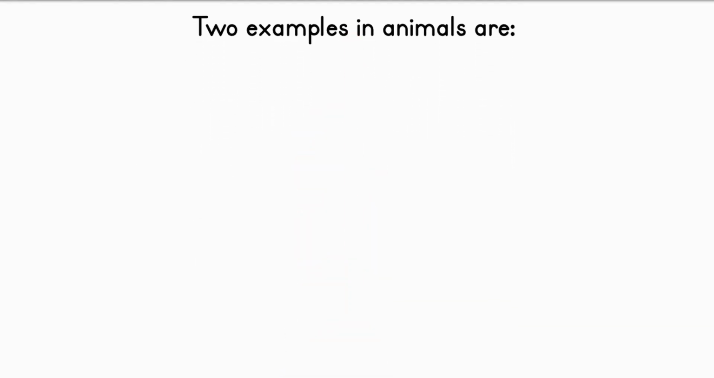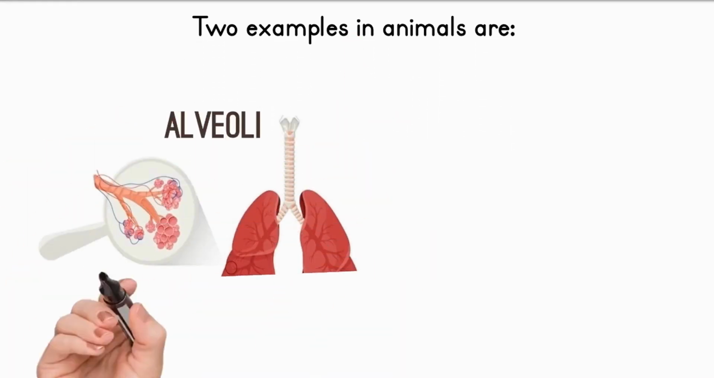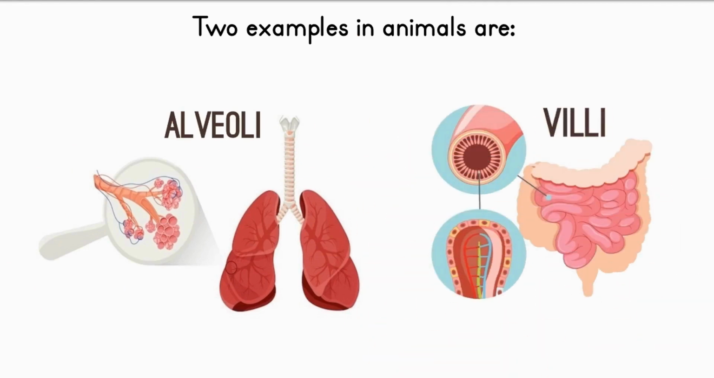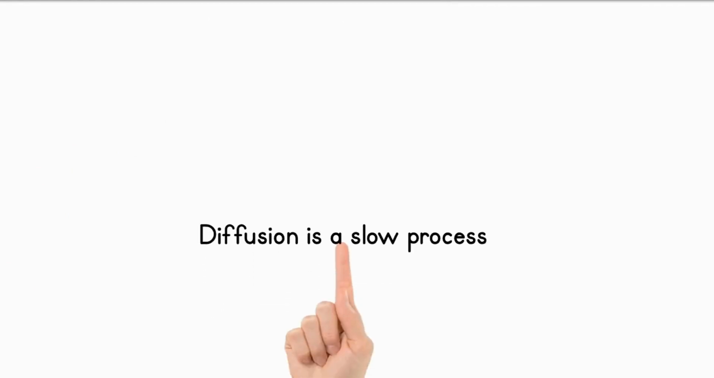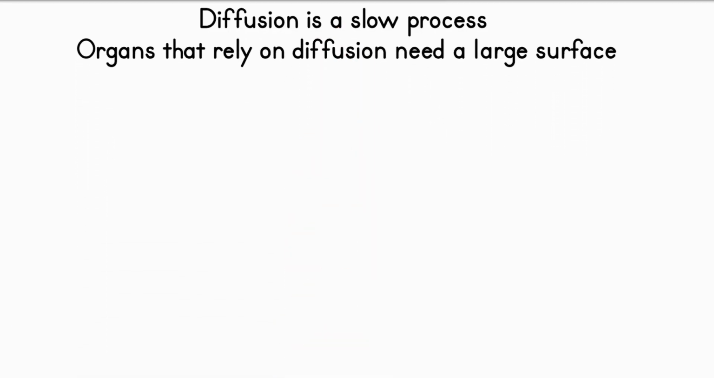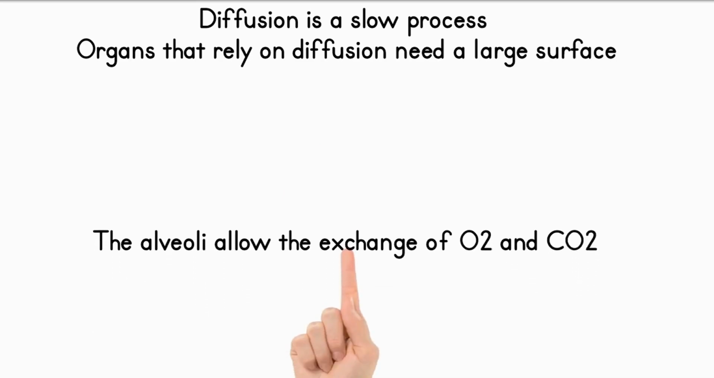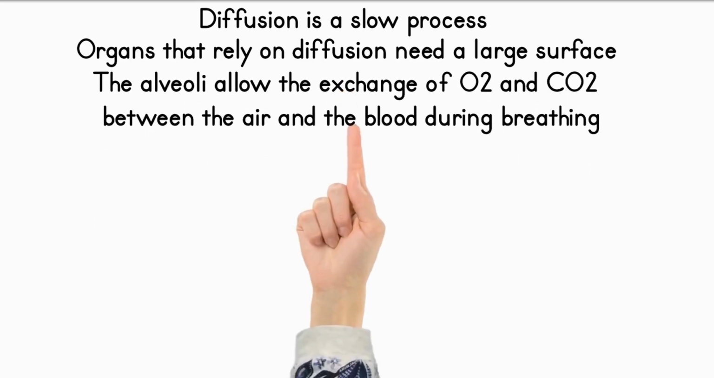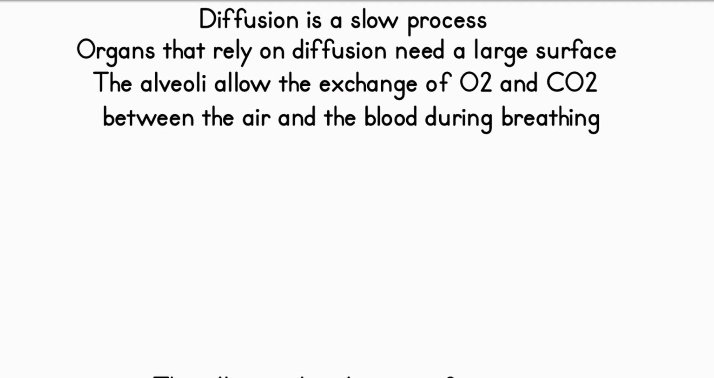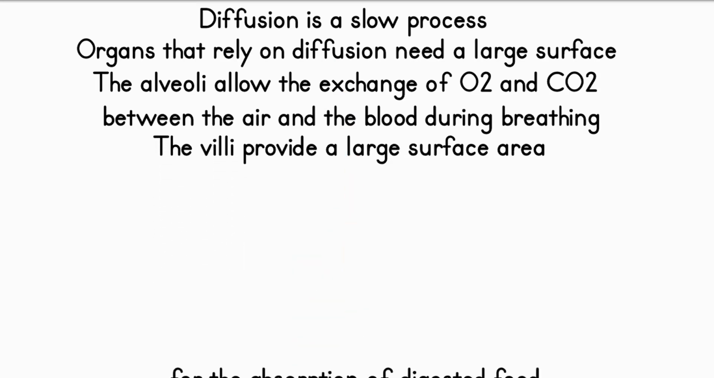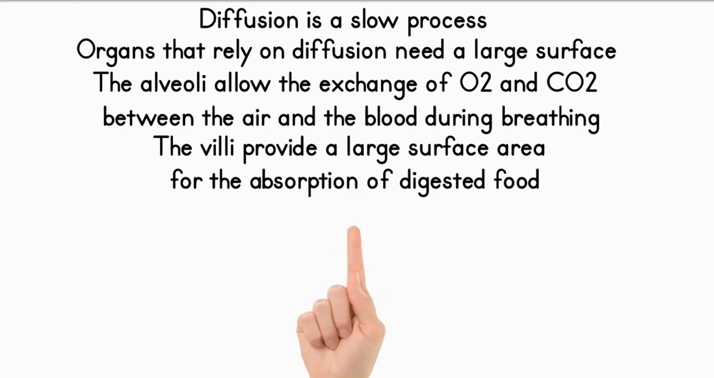In animals, two examples are the alveoli, air sacs of the lungs, and the villi of the small intestine. Diffusion is a slow process, and organs that rely on diffusion need a large surface over which it can take place. The alveoli allow the exchange of oxygen and carbon dioxide to take place between the air and the blood during breathing. The villi of the small intestine provide a large surface area for the absorption of digested food.